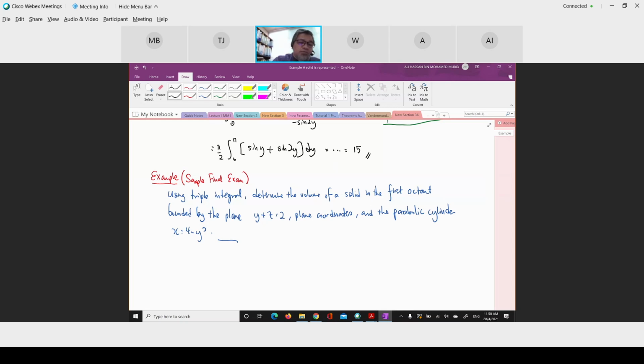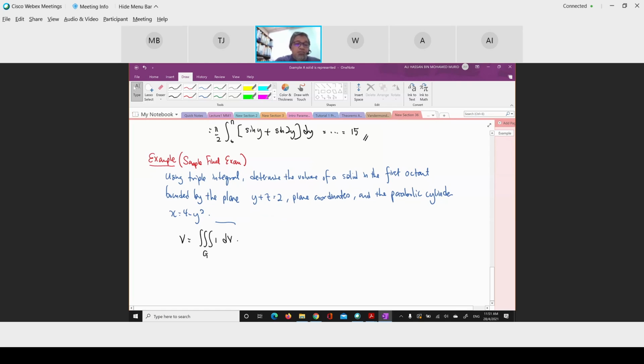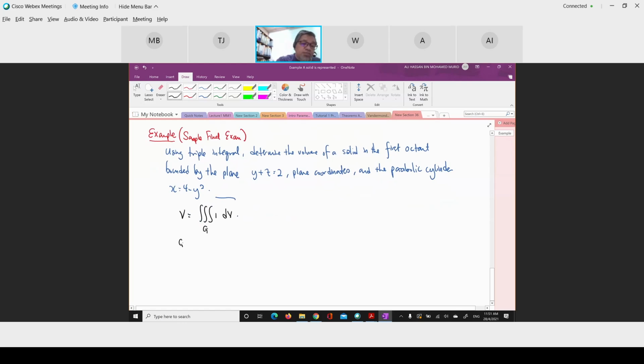Okay, we know that the volume can be calculated by this triple integral, right? But what is G here? What is a solid G? G consists of all points (x,y,z) such that what? What are the bounds for x, y, z? This is what we need to determine.